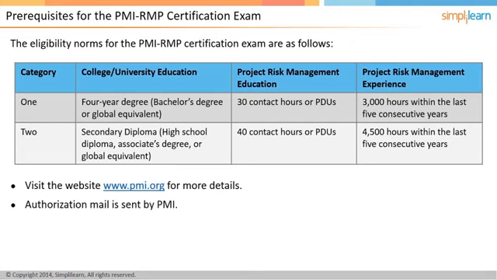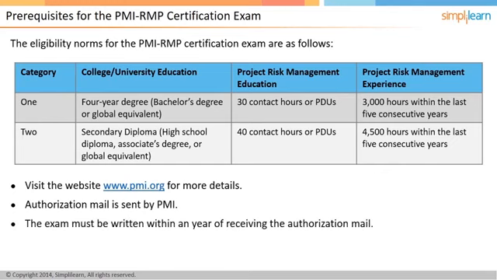PMI will send you an authorization email after receiving the examination fee. From the date of receiving the authorization mail, you will have 1 year to take the examination. Within that time, you can block the venue, date, and time for appearing for the examination.